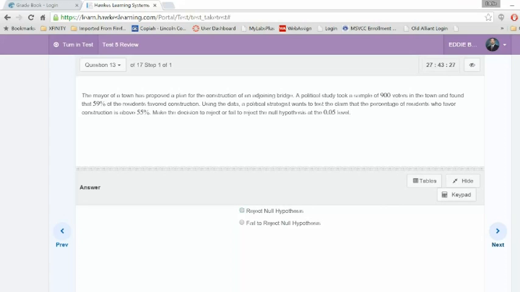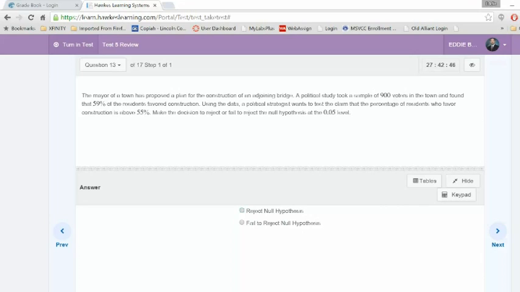Right, problem number 13. A mayor of a town has proposed a plan for the construction of an adjoining bridge. A political study took a sample of 900 voters in the town and found that 59% of the residents favored construction. So that is sample data. Using the data, the political strategist wants to test the claim that the percentage of residents who favor construction is above 55%. Make the decision to reject or fail to reject the null hypothesis at the 0.05 level.